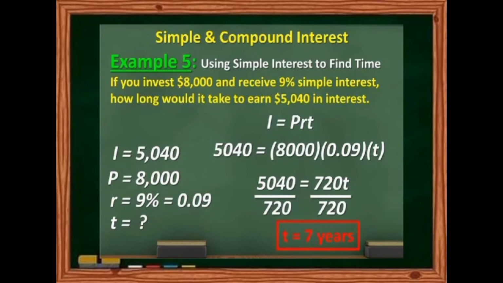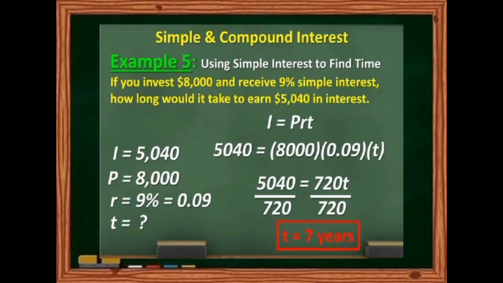Example number 5. Using simple interest to find time. Question. If you invest 8,000 and receive 9% simple interest, how long would it take to earn 5,040 in interest? This time we are looking for time. So we will use the formula I equals P times R times T. The interest we have is 5,040. Our principal is 8,000. Then the rate is 9%, converted to 0.09. Hope you all remember how to convert the rate to decimal.